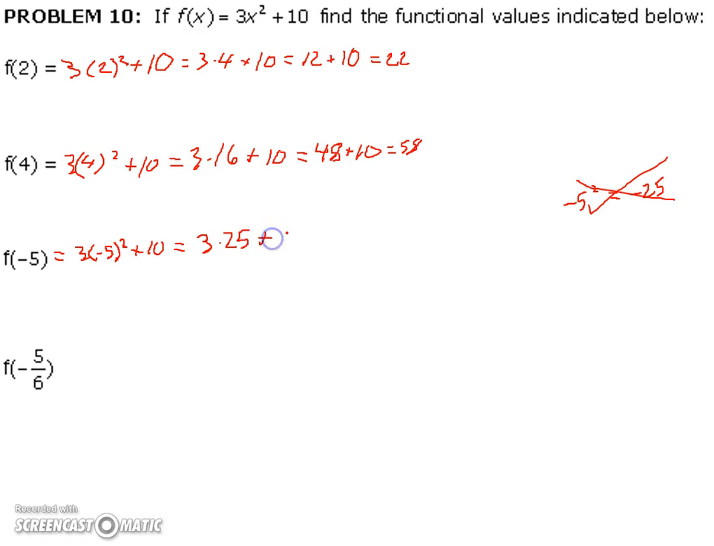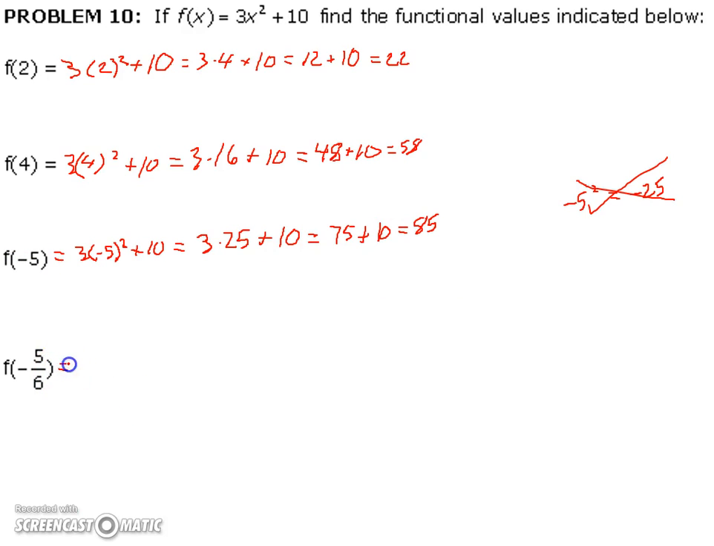Okay, so parentheses are crucial when doing these kinds of problems, when you're filling in inputs to find outputs. Then we go back to our multiplication, 3 times 25. And finally, our addition. So when the input's negative 5, the output is 85. Okay? All right, last one.